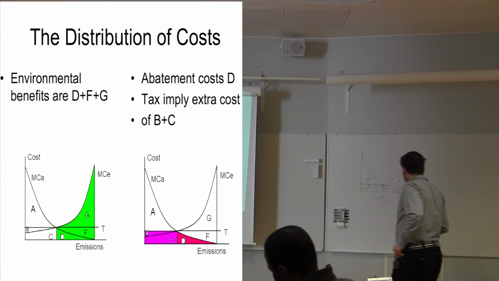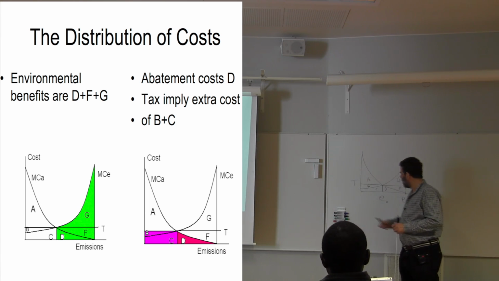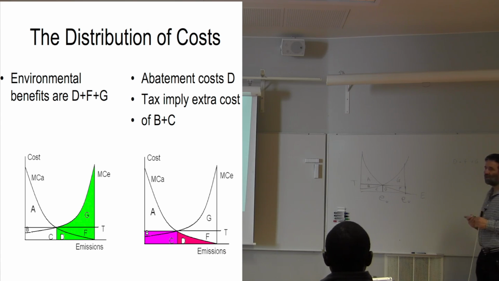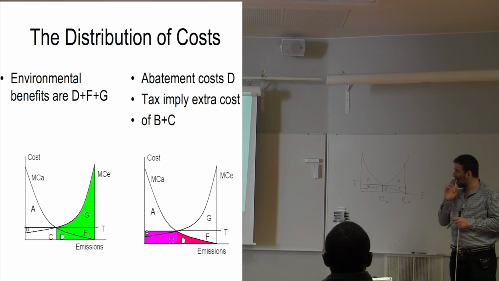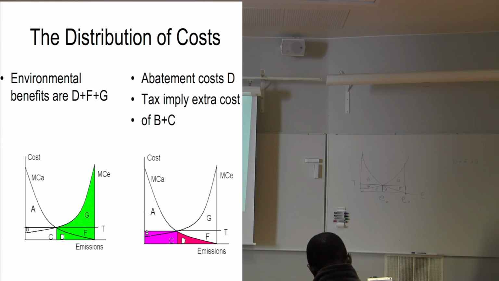So D plus F plus G, what is that? What does that area mean? Yeah, avoided damage. Yeah, that's right. That's why we're doing all this. That's the whole reason why we're talking about this stuff. That's why I did it in green here. That's the benefit of cleanup.